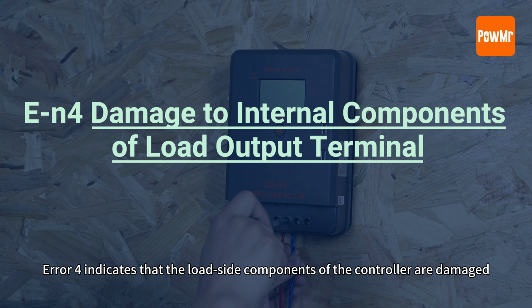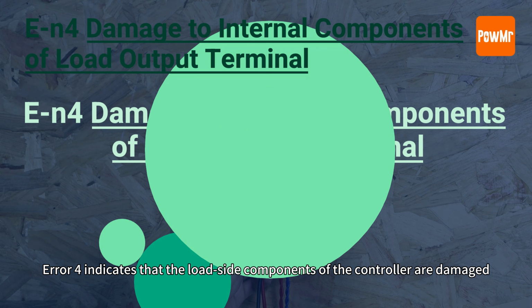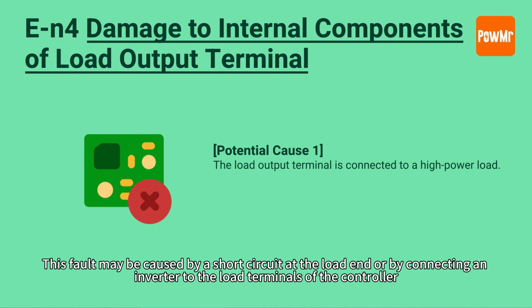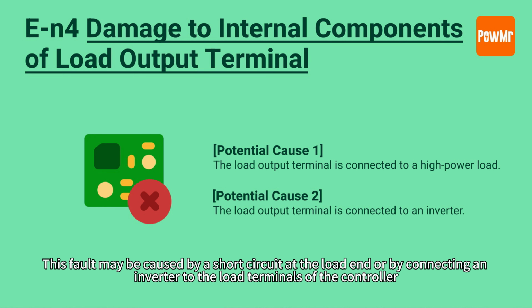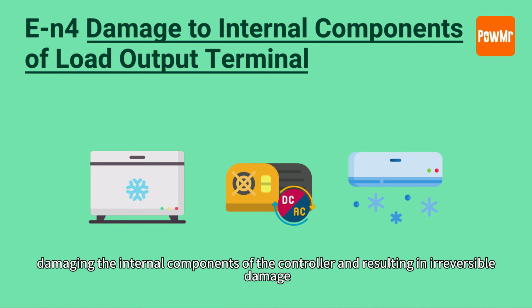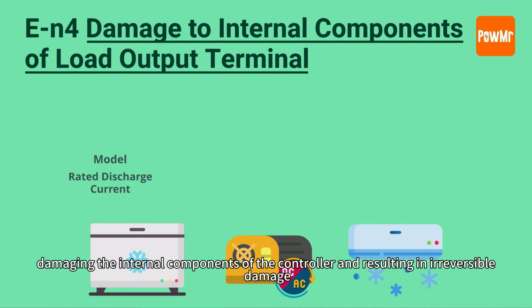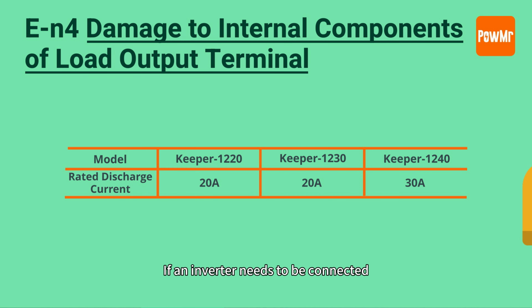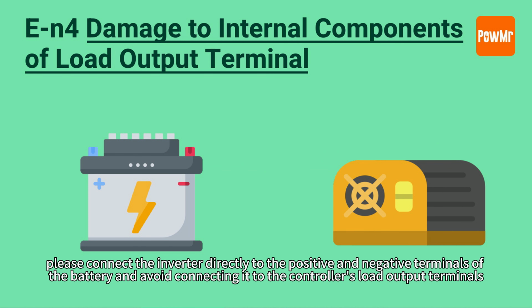Error 4 indicates that the load side components of the controller are damaged. This fault may be caused by a short circuit at the load end or by connecting an inverter to the load terminals of the controller. Connecting high-power loads or an inverter can cause excessive current, damaging the internal components of the controller and resulting in irreversible damage. Therefore, it is crucial to connect the loads according to the controller's load capacity. If an inverter needs to be connected, please connect the inverter directly to the positive and negative terminals of the battery and avoid connecting it to the controller's load output terminals.